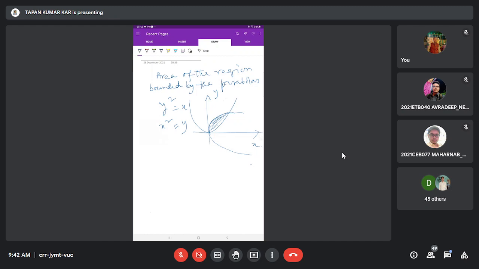So this curve is y equal to x square, and this curve is x equal to y square. So your task is to evaluate the double integral dx dy or dy dx as you like. Now give the limits of these two integrals. What will be the limit? Range of integration?